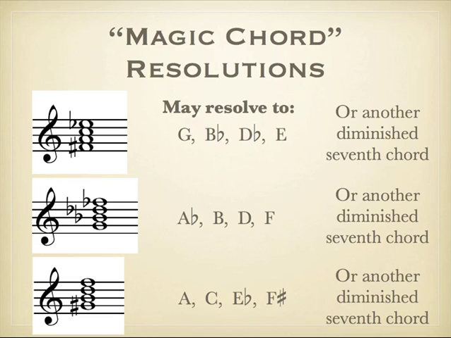Now, there are three examples of diminished seventh chords, and only three. And these are the three. So one that has an F sharp in it, one that has a G in it, one that has a G sharp in it. And those are the resolutions for each of those three types. They're all the same type, but they're each examples of diminished seventh chords.